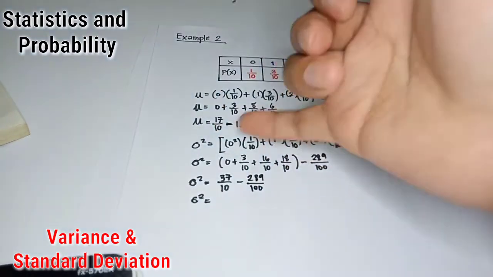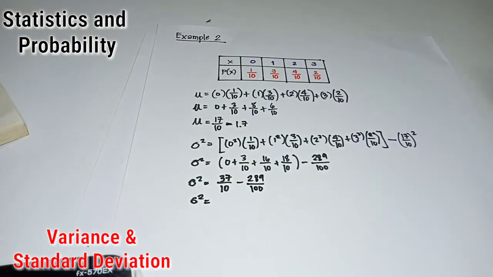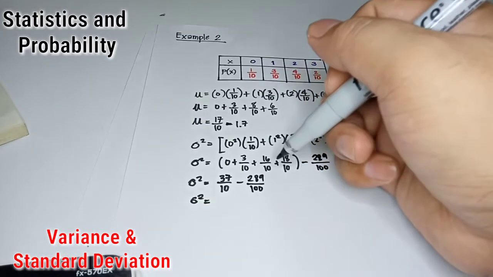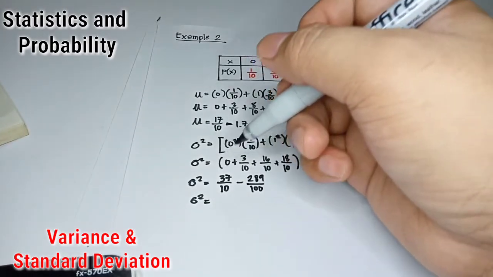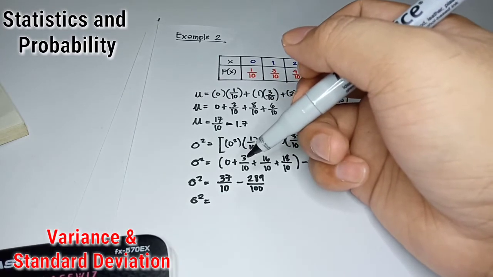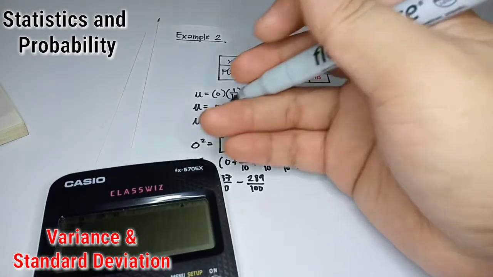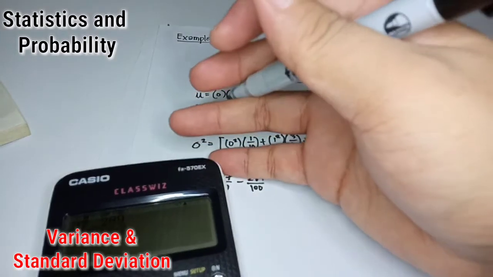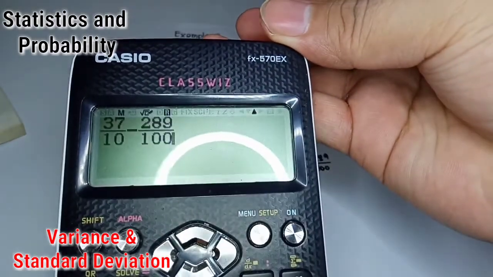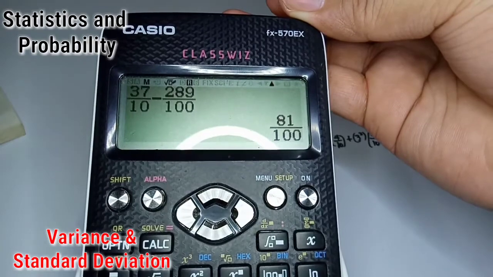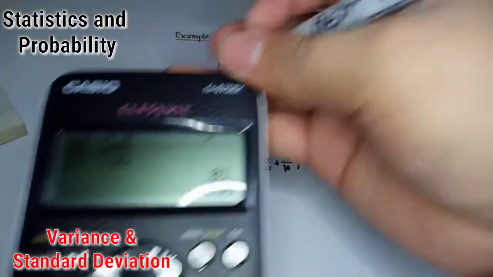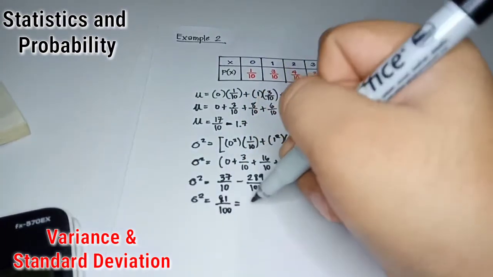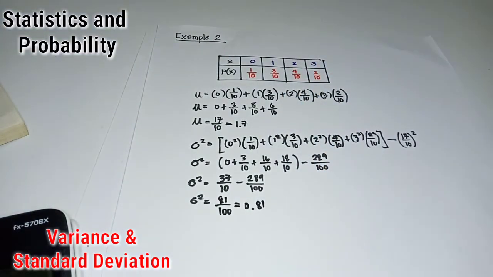You can use your calculator to calculate this one. 37 over 10 minus 289 over 100, you will get 81 over 100. So we have 81 over 100. This is equivalent to 0.81. So our variance is 0.81.